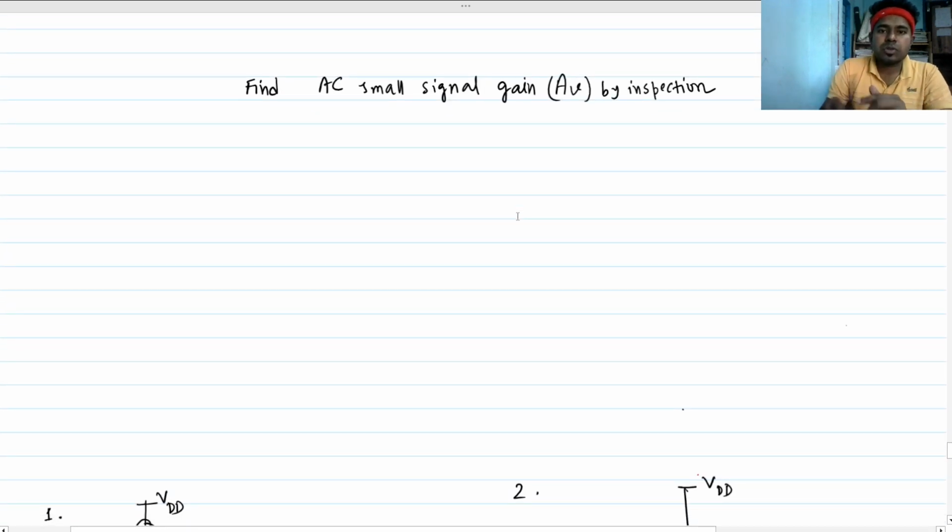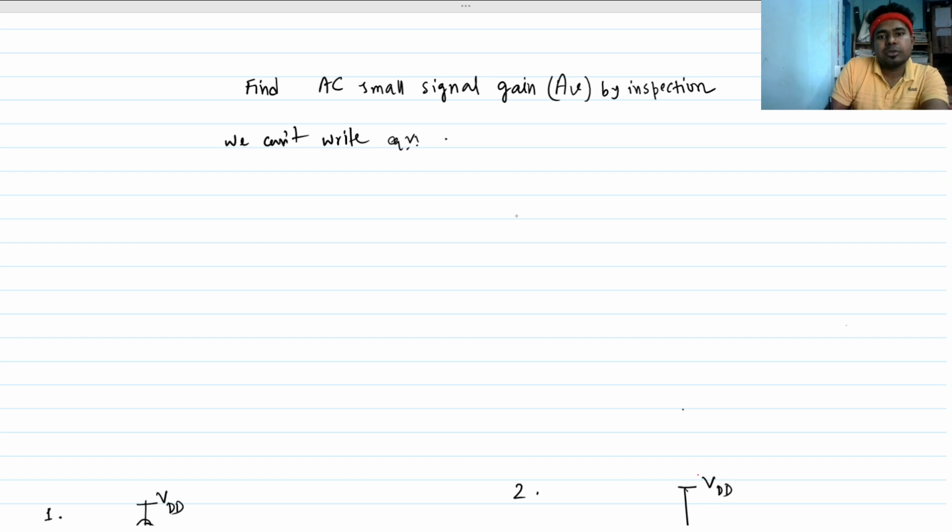So today we will solve some interview questions on MOSFET. The interviewer will ask you to find the small signal gain by inspection. What does it mean? It means we cannot write equations, and you will be given that in some cases CLM will be neglected.